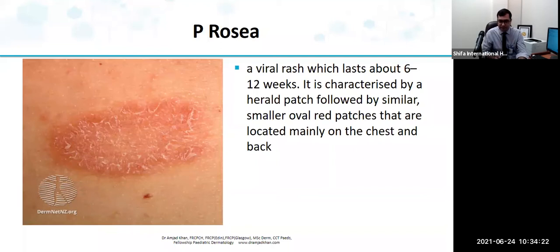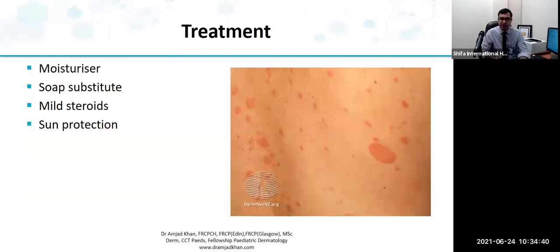So basically that's the herald patch, and people can easily get confused between psoriasis, fungal infection and Pityriasis rosea. But if the history is taken appropriately and with examination, then you can easily differentiate between them. But if in doubt, do take a fungal scraping. Psoriasis is slightly different, so you will clearly be able to differentiate with the history and physical examination.